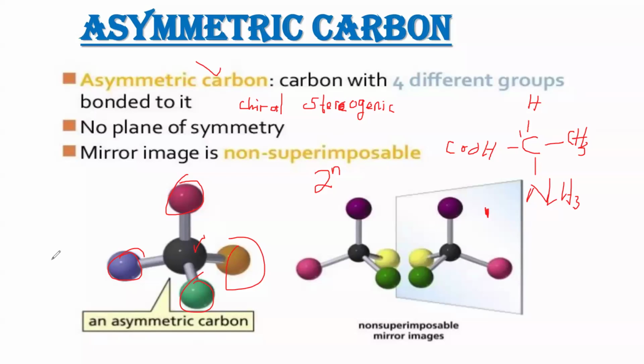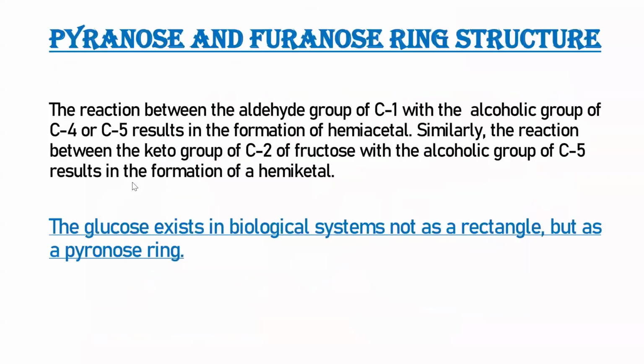And now we are going to look at pyranose and furanose ring structures. The reaction between the aldehyde group of carbon 1 with the alcohol group of carbon 4 or carbon 5 results in the formation of a hemiacetal.